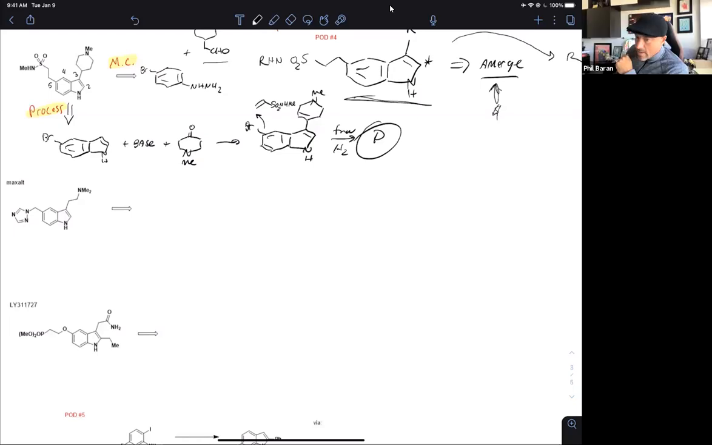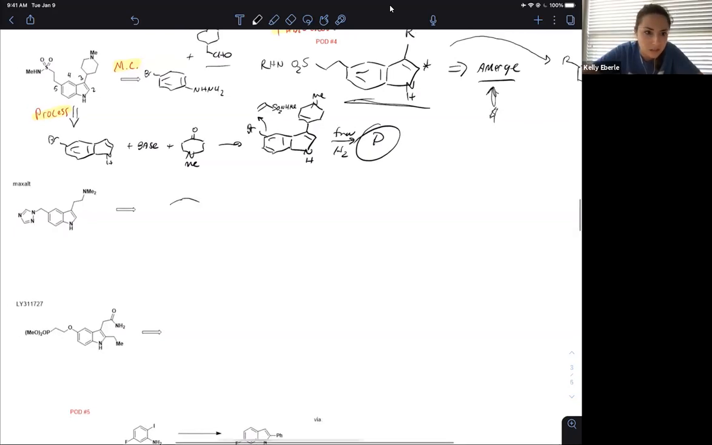Okay, do we have a 2-second answer to Maxalt? This is a triptan used for migraines. It's funny that there's such a negative connotation around psychedelics, yet triptans can be used for migraines and sold by the pharmaceutical industry. Anyway, this is a good compound. So do you have a 2-second way of making it? Using Lorac? Yeah.